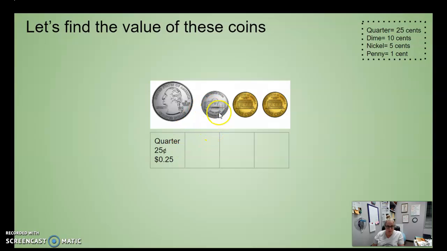My next coin is a nickel. It is worth 5 cents. And I'm going to say $0.05. And these last two coins are called what?